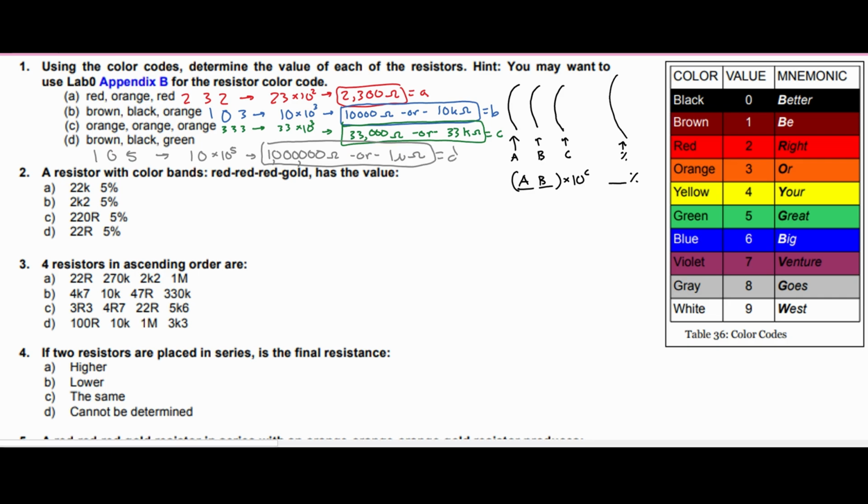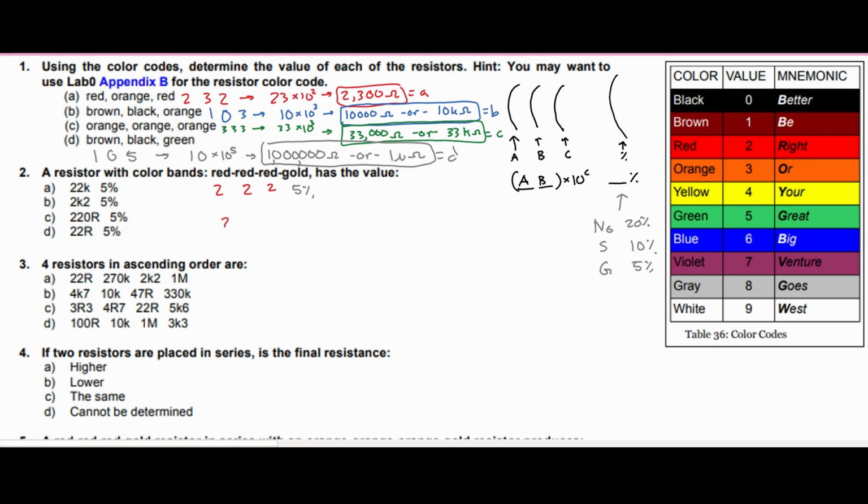In part 2, we have a resistor with color bands red, red, red, gold, and we have to find the value for it. So we know red is a 2, so we're going to have 2, 2, 2. But what is gold? Well, I mentioned the percentage sign earlier here, and there's different percentages. If there's no band at all, we have a 20% tolerance. If we have a silver band, we have 10% tolerance. If we have a gold band, we have 5% tolerance. So this is going to be 5% tolerance here.